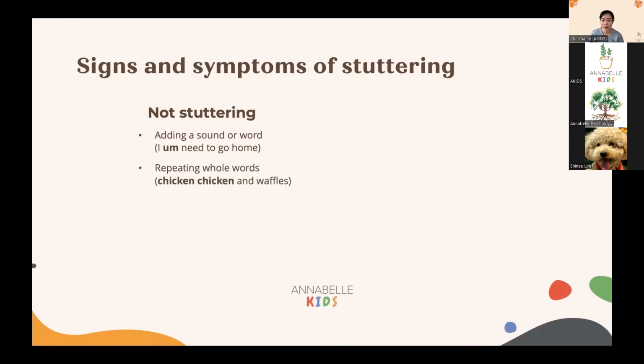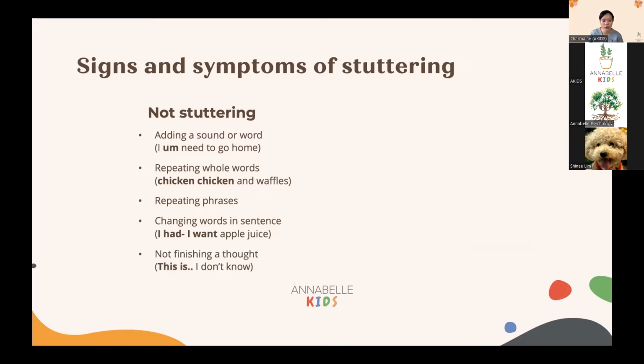People who repeat whole words. So like if a waiter asks you, what do you want to eat? And you say, oh, chicken and waffles. Yeah, that's not considered stuttering as well. Repeating phrases is also not considered stuttering. And changing words in a sentence is also quite normal. Not finishing a thought is also quite normal.